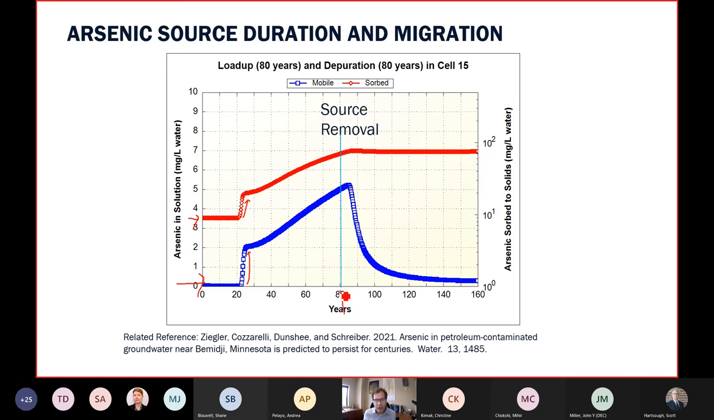And then this time at 80 years becomes source removal. Even though there's a source removal, we end up with a sustained sorbed level of arsenic and a depleting, but taking a long time to deplete, dissolved phase concentration. So we still have the source removal manifested a significant change in the concentrations. But if you're interested in concentrations being down at 10 micrograms per liter, you can see this is milligrams per liter. You can see that arsenic can be a sustained source because of the initial loading of the plume and the change from aerobic to anaerobic state.